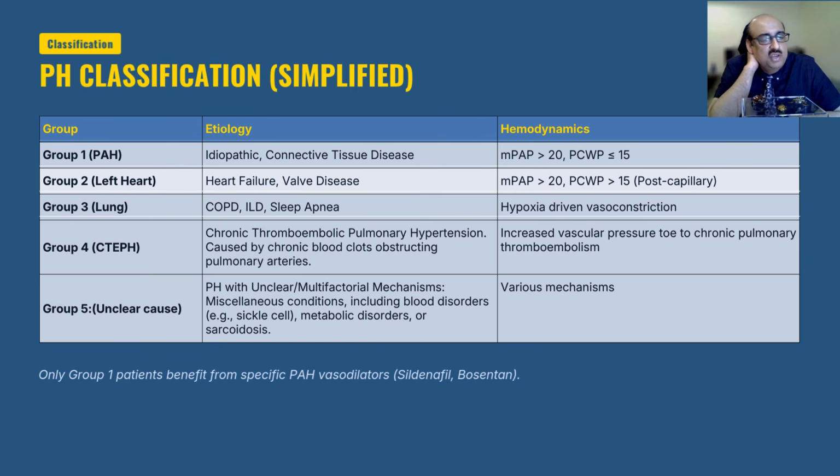Group 5 is idiopathic or unclear cause, when there is uncertain etiology. Multifactorial mechanisms could be blood disorders, metabolic disorders, sarcoidosis, so again various mechanisms. It's important to understand that group 1 is predominantly the one which responds to vasodilators like sildenafil and bosentan.